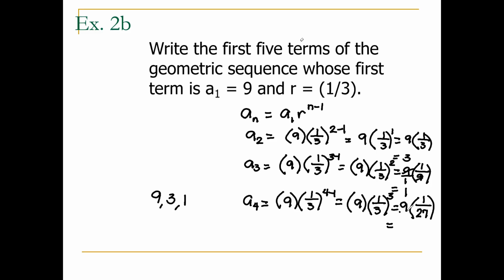And simplify: 9 times 1 is 9, 1 times 27 is 27. Simplify. Divide both the numerator and denominator by 9. The GCF is 9. 9 divided by 9 is 1, 27 divided by 9 is 3. So the fourth term is 1/3.